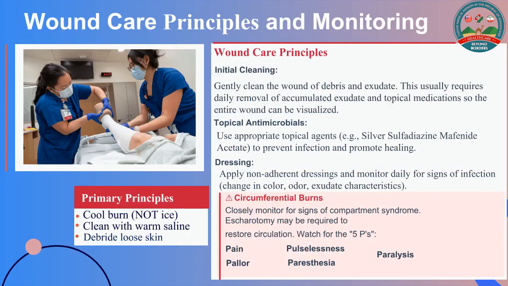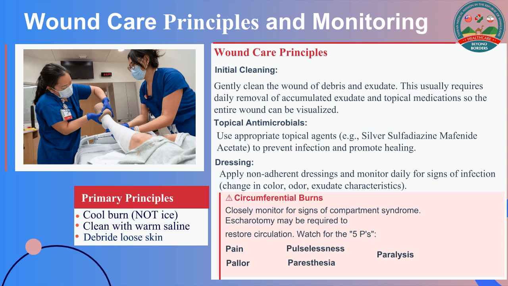In wound care, our first priority is gentle but thorough cleaning. We remove debris, loose skin, and old exudate so the entire burn surface can be seen clearly. Warm saline, not cold or ice, is used to prevent further tissue injury. Appropriate topical antimicrobials, such as silver sulfadiazine or mafenide acetate, help reduce infection and support healing.